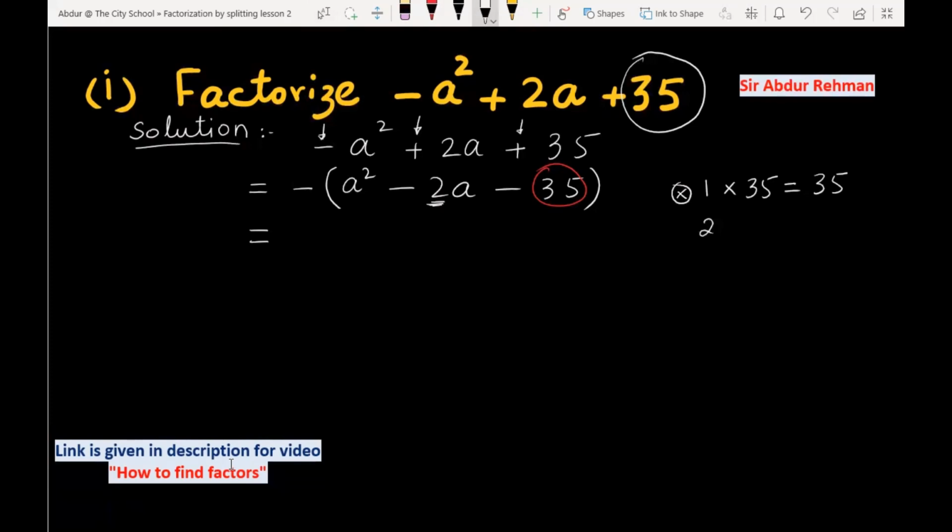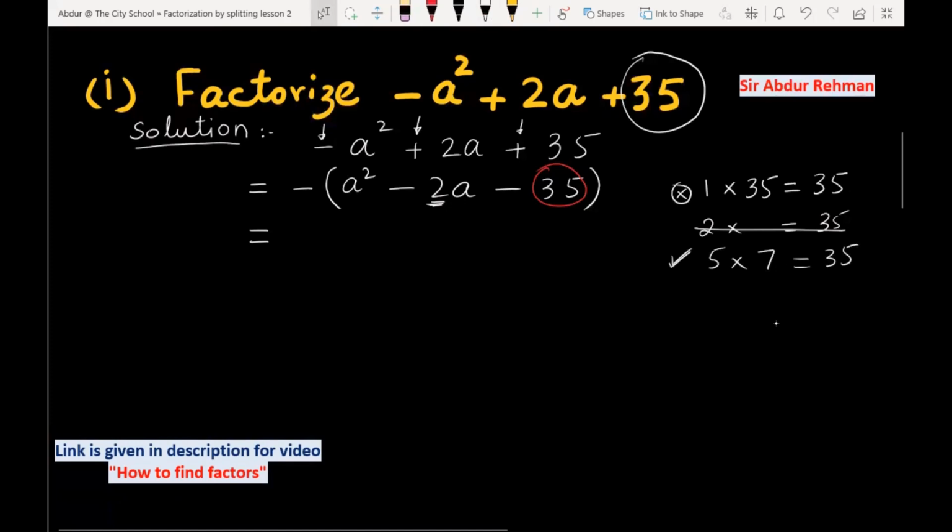Now try to find the second factor. 2 times what is 35? 2 is not a factor of 35, so cross. Now 3, 4, and 5. Yes, 5. 5 times 7 is 35 here. So check: 7 plus 5 is 12 and 7 minus 5 is 2. So the middle term is 2 here. It is 7 minus 5.